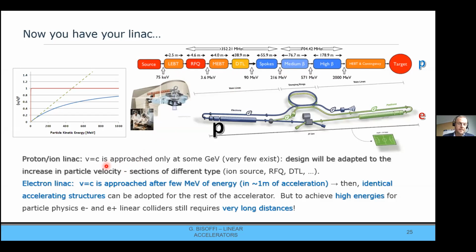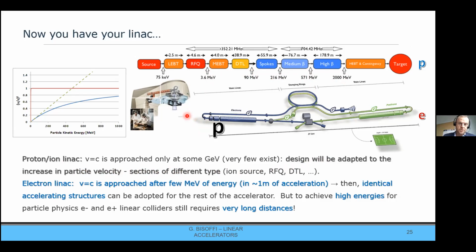Indeed, as I said, the ion LINACs or proton LINACs approach the velocity of light very slowly, and they reach more or less the velocity of light close to some giga electron volt. There are very few LINACs existing which achieve this energy. So in general, the design has to be adapted very carefully to the increase in particle velocity. So you have many different types of cavities along a hadron LINAC.